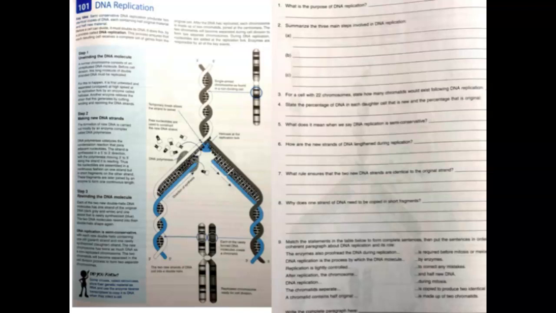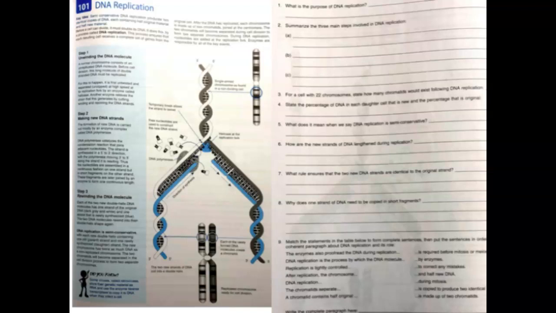And then number 9, match the statement in the table to form the complete sentence. Then put the sentences in order to make a coherent paragraph about DNA replication and its role. So I'll just read you the paragraph that they have. Doesn't mean that if you did something different, it's not right. But they put in the answer key that DNA replication is the process by which the DNA molecule is copied to produce 2 identical DNA strands.